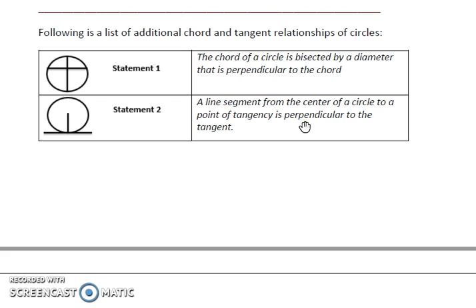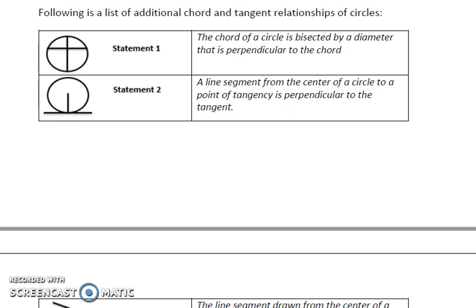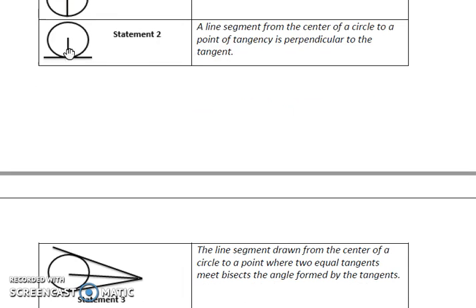The second statement is that a line segment from the center of a circle to a point of tangency is perpendicular to the tangent. So it's saying that if you have a line that's tangent to the circle and there's a line segment drawn from that point of tangency to the center, then it forms a perpendicular angle between this line segment and this line that's tangent to the circle. This is a perpendicular, and you can see with the picture it does look like it would be perpendicular, right? Perpendicular is a right angle. This does look like it would be a right angle.